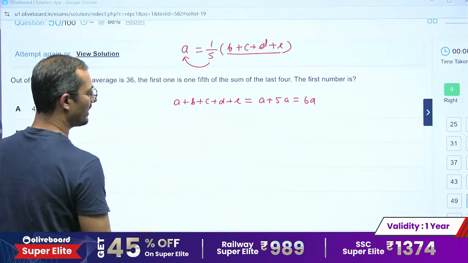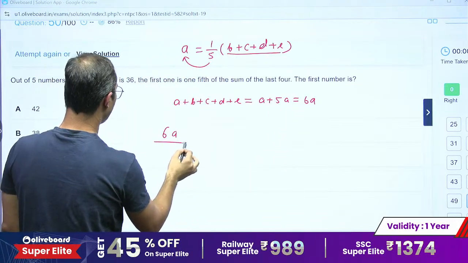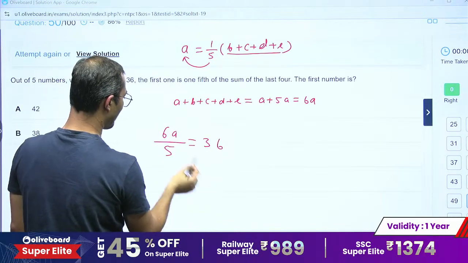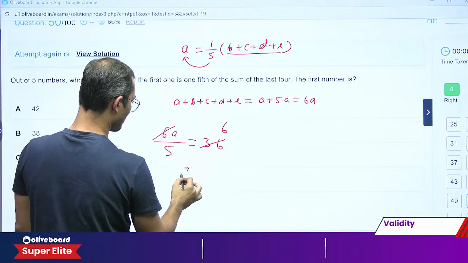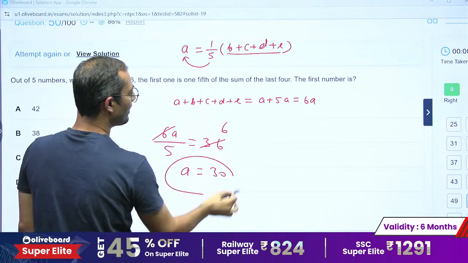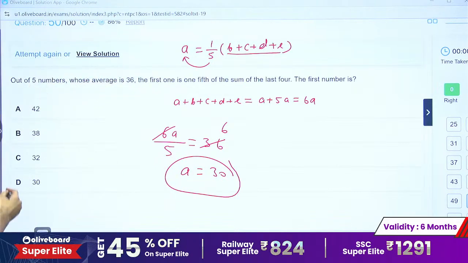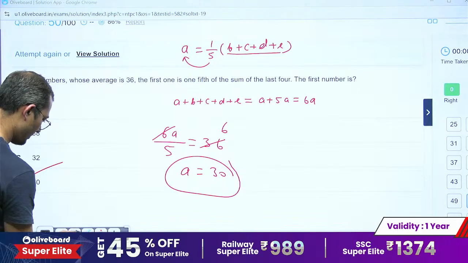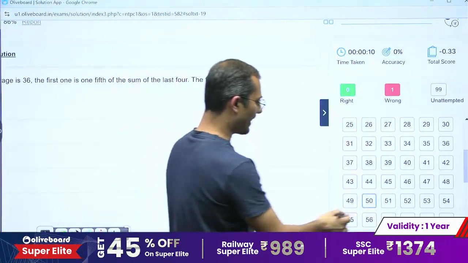Yes. So we can say that 6A divided by 5 is equal to how much? 36, right? So 6 sixes are 36. So A is equal to what? 30. So the first number is 30. 30 is the right answer. If you apply common sense, you can solve this question in just a few seconds, right? So moving to next question.